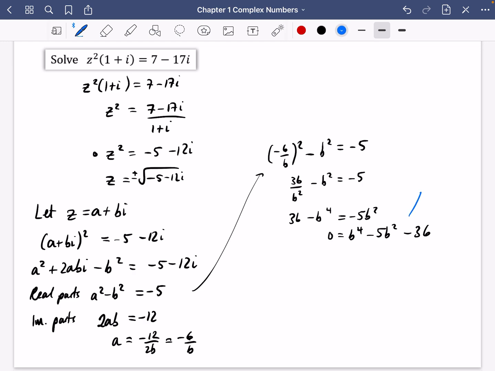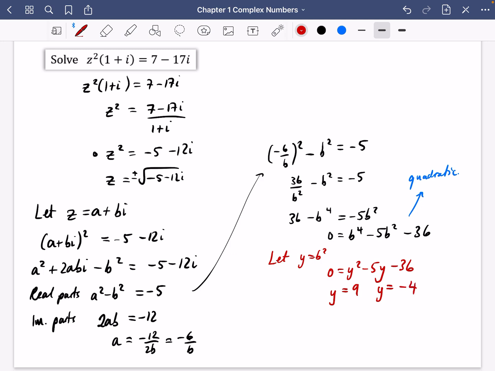And this here is a type of quadratic. It's a bit difficult to spot, but this is a type of quadratic. So if you want to do this the long way, you might say let y equal b squared, meaning that you would then have 0 equals y squared minus 5y minus 36. Now when you solve this quadratic, I would recommend using a quadratic solver for this. 1, minus 5 and minus 36. You get y is either equal to 9 or y is equal to minus 4.